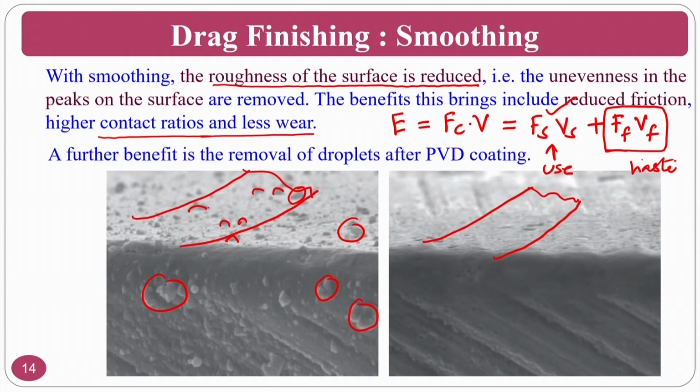Okay. So, if you can reduce the friction on a particular surface on a cutting tool, and your frictional force as well as frictional velocity goes down, what will happen? That means that the shearing ability of your cutting tool and useful energy will be maximum. For that purpose, you have one option of finishing, which is the drag finishing process.